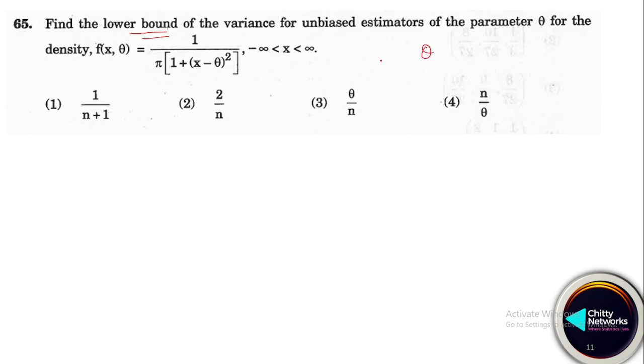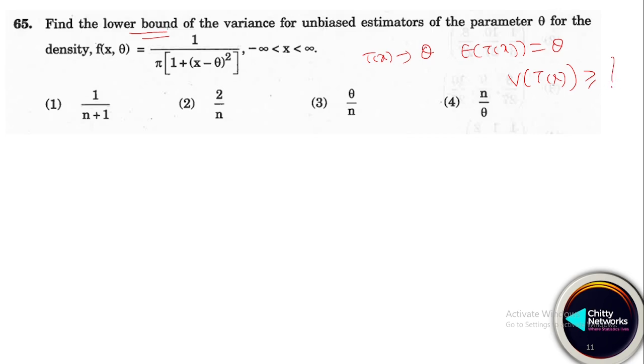Suppose theta is there and T(X) is an unbiased estimator of this theta, that is, the expectation of T(X) equals theta. We don't know what this T(X) is. And what is the lower bound for the variance? The variance of this T(X) is greater than or equal to what?